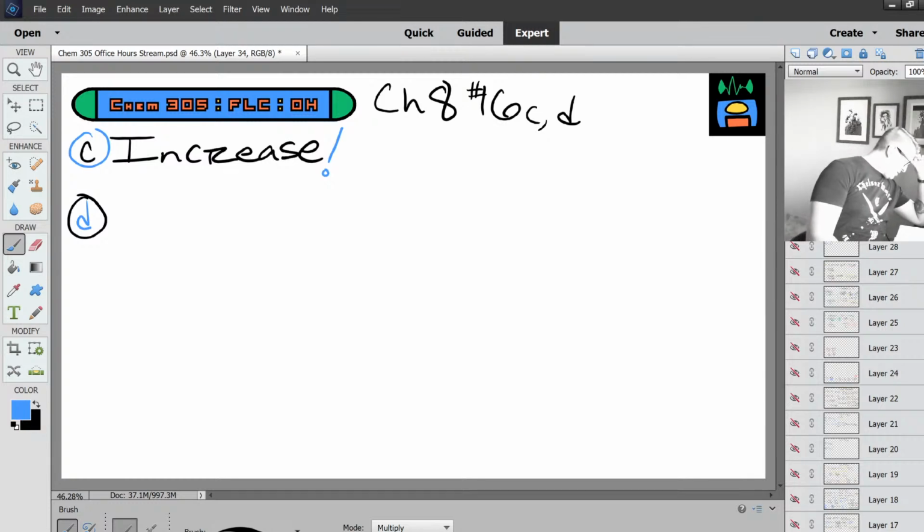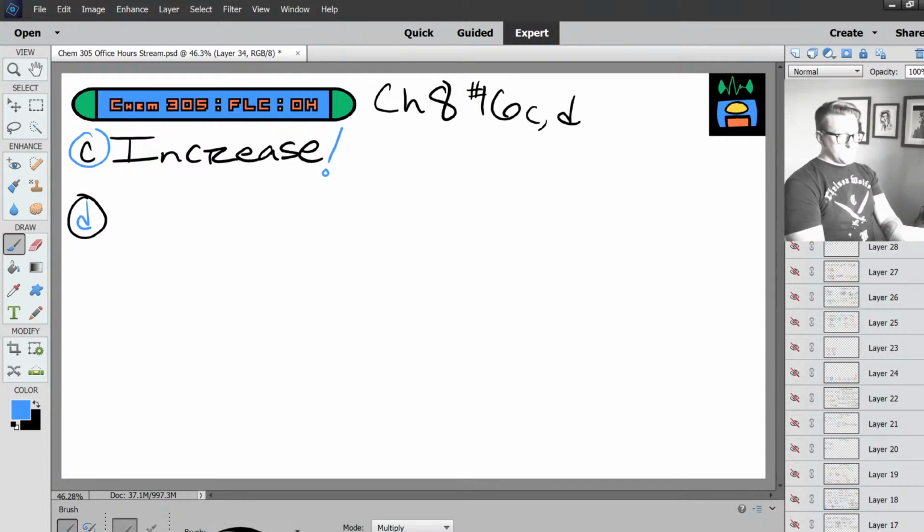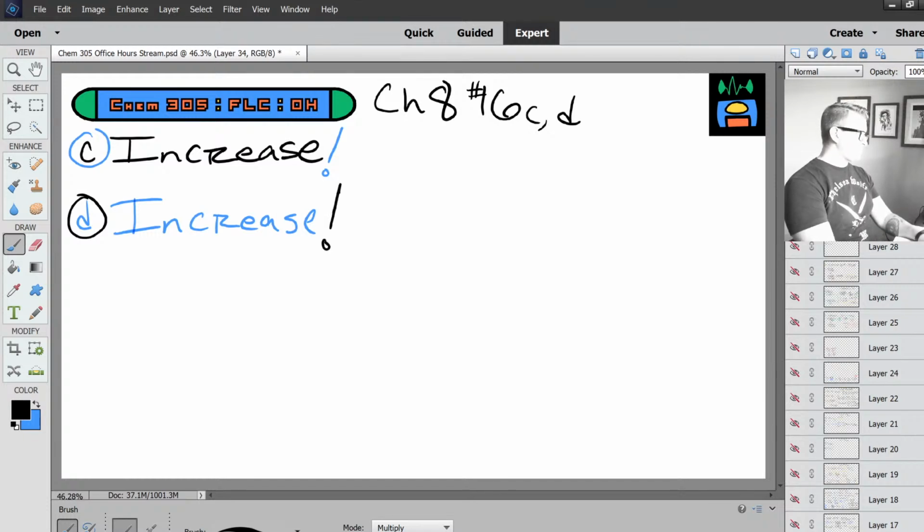Now D, crushing a sugar cube to give it granulated form of sugar. This will also increase it. If you increase the surface area of a solid, you will increase the rate at which it dissolves. So both of those increase. All right, and then we have number 30, and then we get to change pace a little bit.